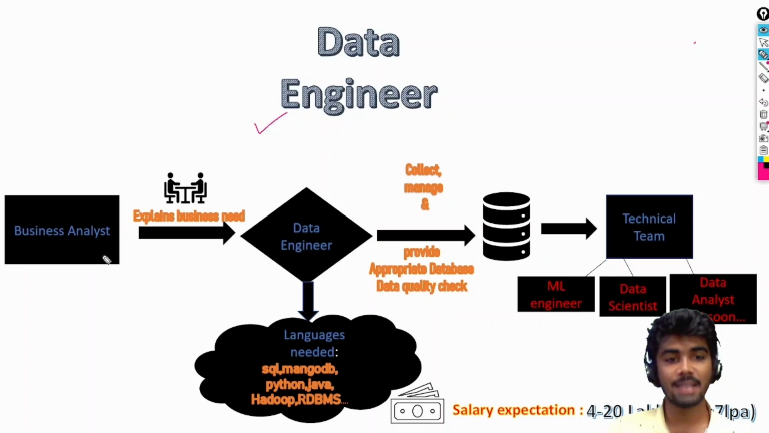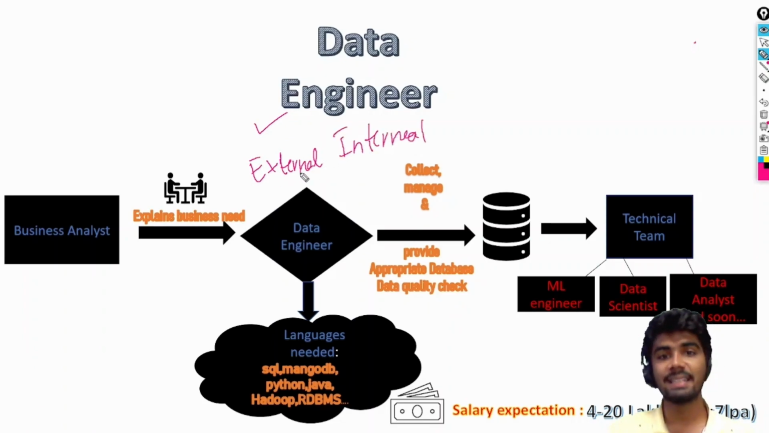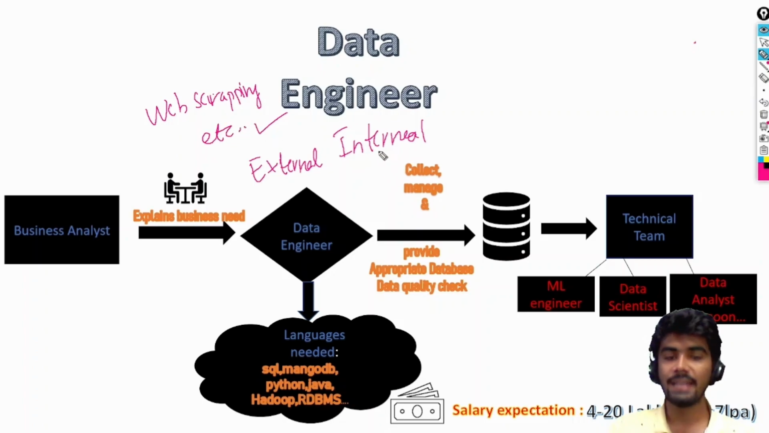The second role that we are going to discuss is data engineer. Once the requirements have been gathered by the business analyst, the data engineer is the person who should be in a position to gather the necessary data for the project to be built from various resources. It may be external resources or internal resources. External data includes collecting the data from the web by using several techniques called web scraping, etc. Internal data includes collecting the data from the client itself.